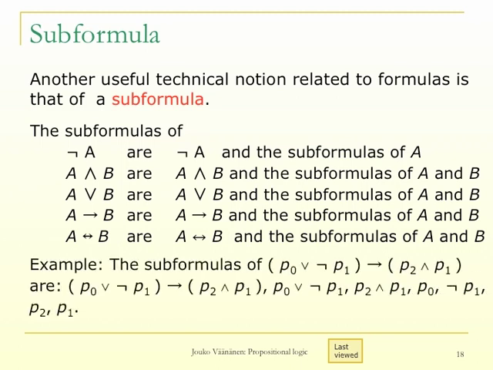For example, the subformulas of (P0 or not P1) arrow (P2 and P1) are (P0 or not P1) arrow (P2 and P1), P0 or not P1, P2 and P1, P0, not P1, P2 and P1.